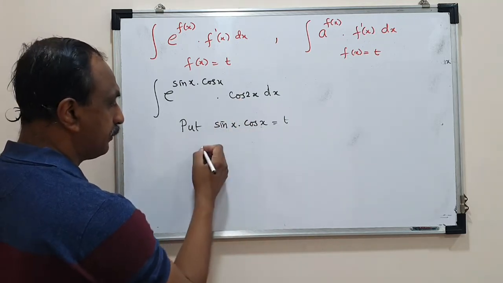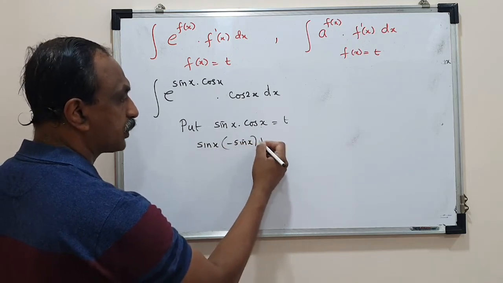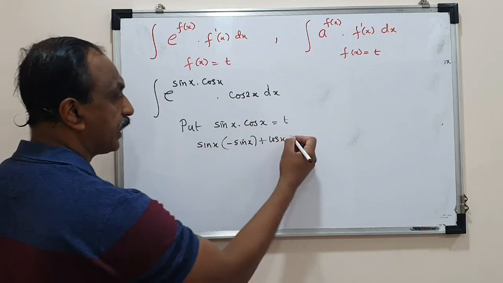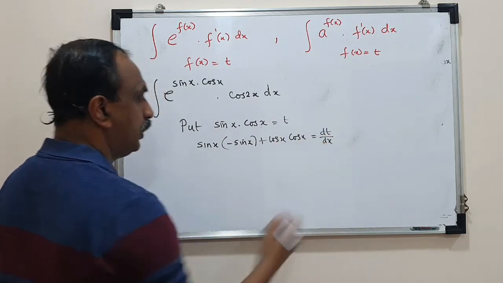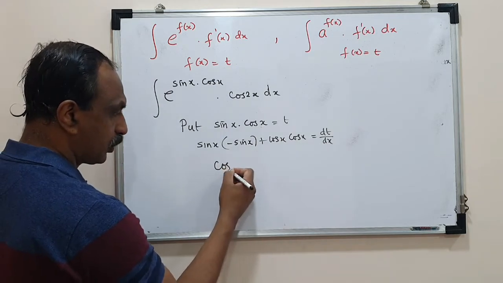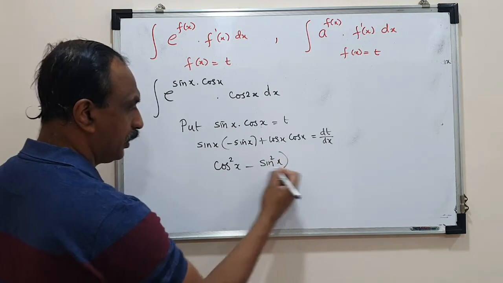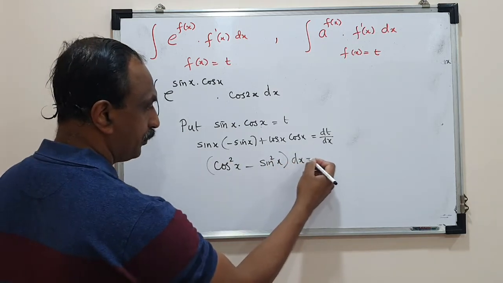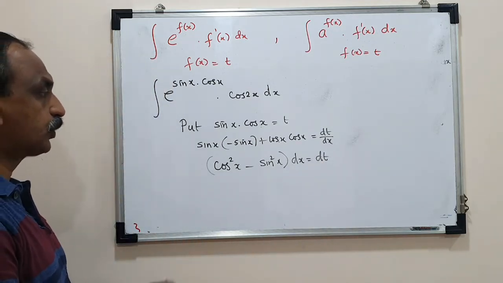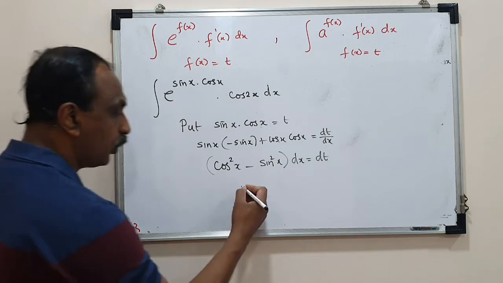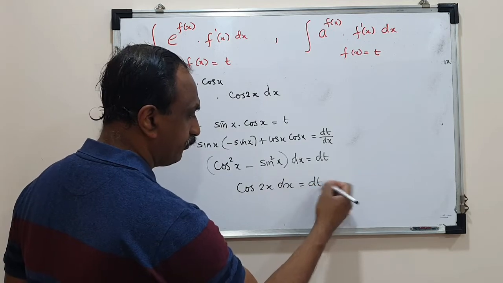So let's differentiate it. Sin x into derivative of cos x plus cos x into derivative of sin x equal to dt by dx, which I can write as cos square x minus sin square x into dx equal to dt. So from this I can say that cos square x minus sin square x is nothing but cos 2x. So cos 2x dx equal to dt.